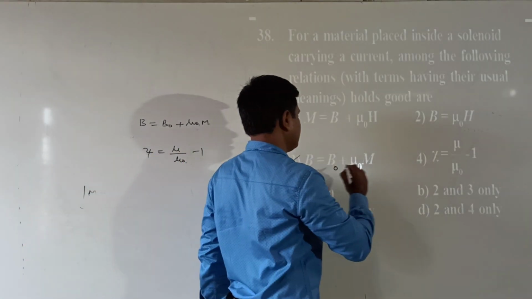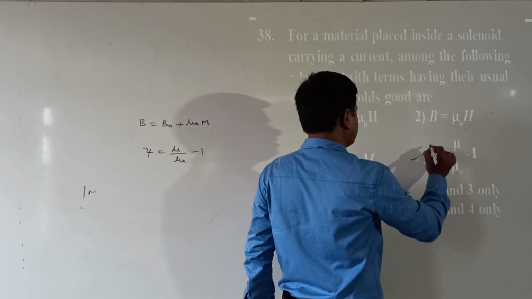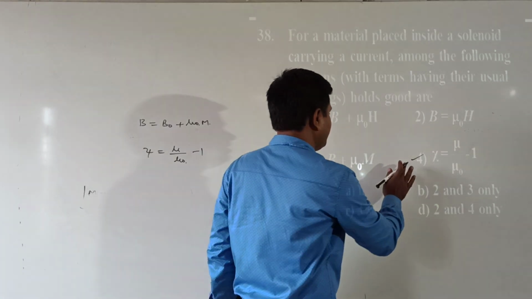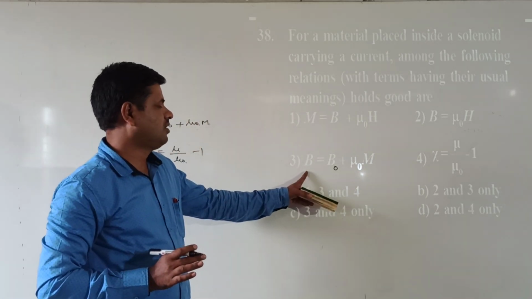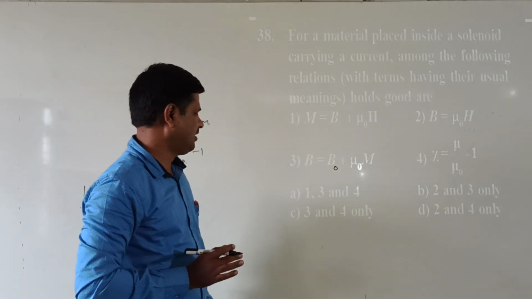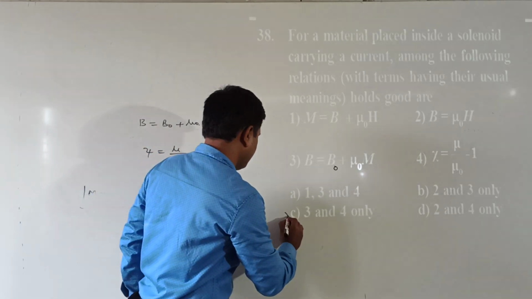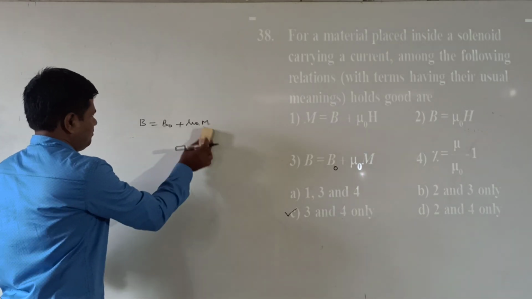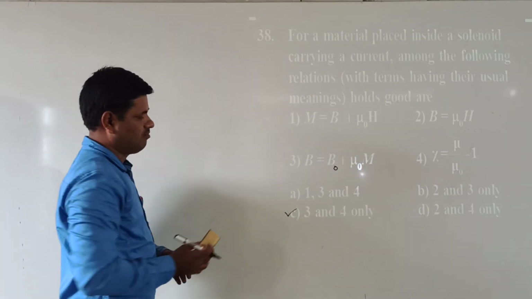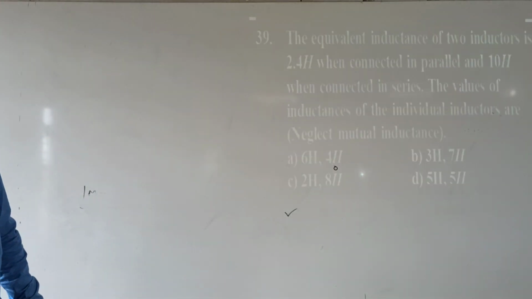Now, the third and fourth relations are both correct. Both the third relation and the fourth relation are correct, so which option is correct here? C option is correct, 3 and 4 only. Right. Next we go to question number 39.